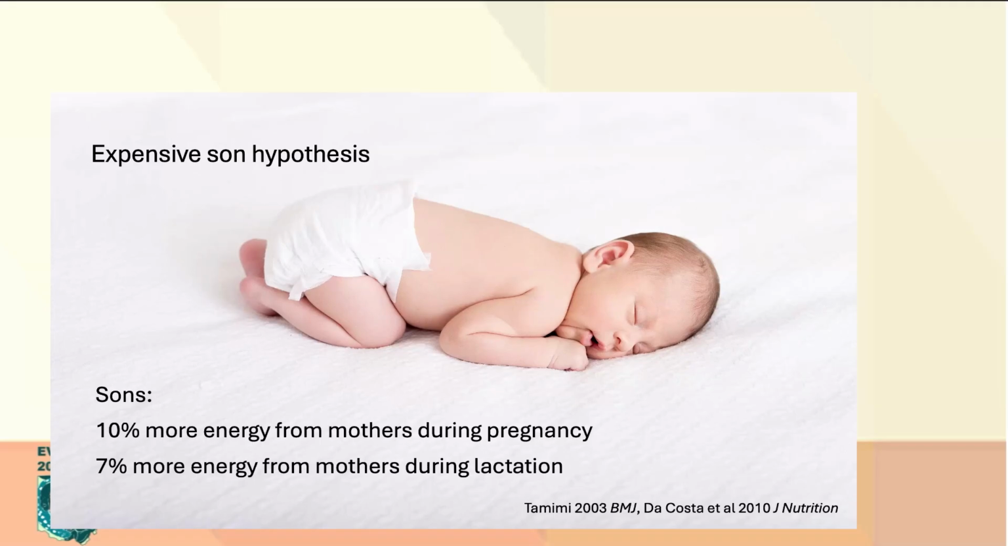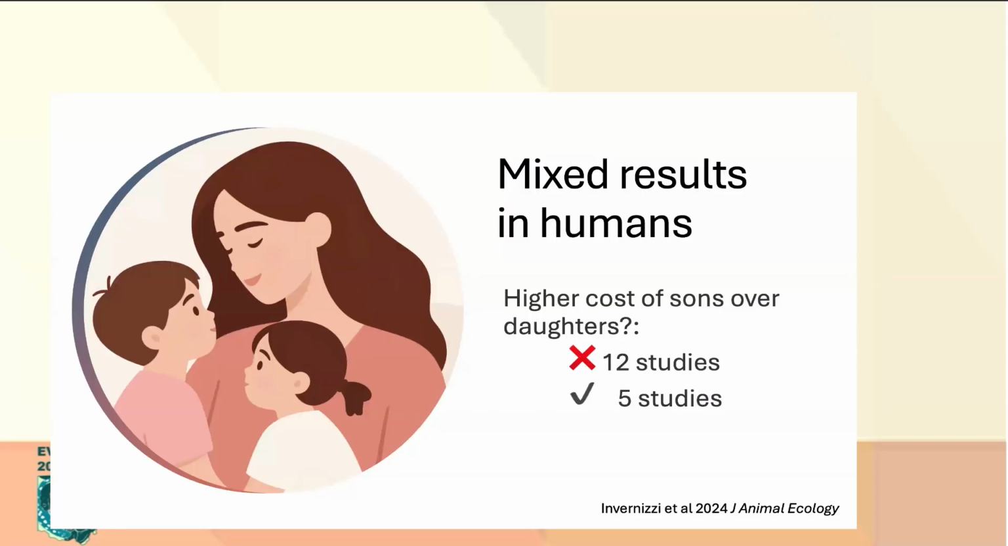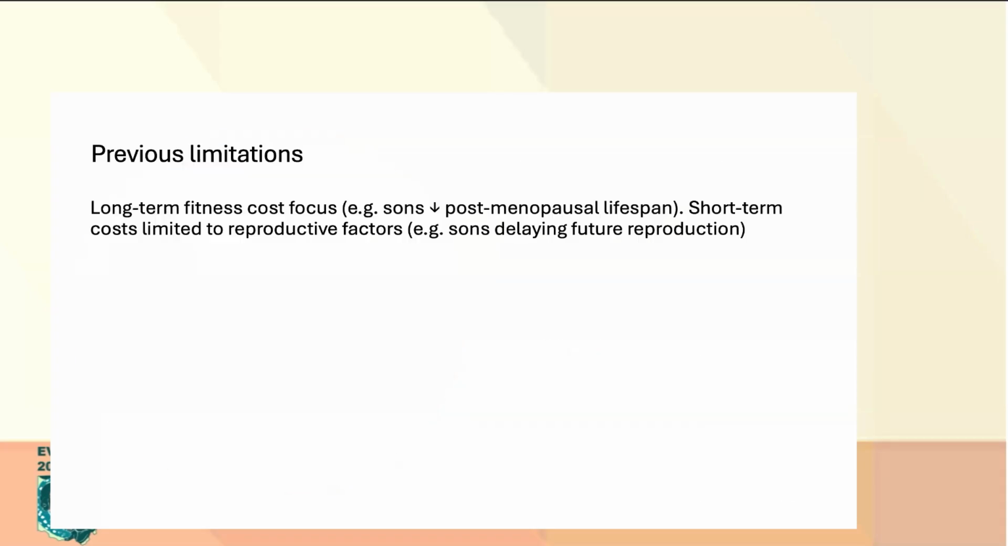But if we look in the literature, there's very mixed evidence for the expensive sons hypothesis. If we just look in humans, there was a nice review of this in 2024, and this listed 17 studies, and only 5 of those studies showed a higher cost of sons over daughters. So why is this? Well, there are several previous limitations, mainly that prior studies have looked at the long-term fitness costs. So they've looked at the probability of producing sons changing the postmenopausal lifespan of the mothers. So it's a very long-term survival fitness cost.